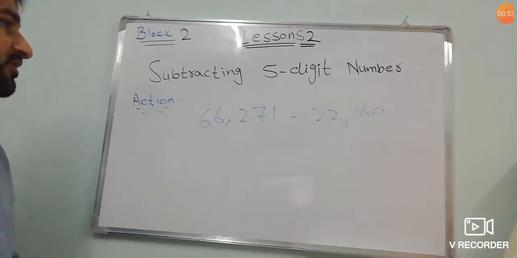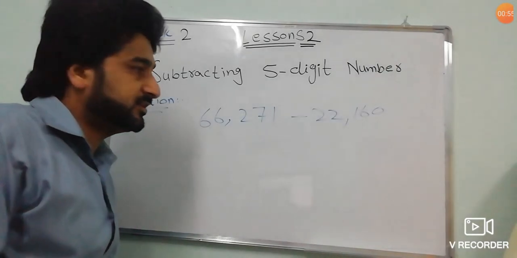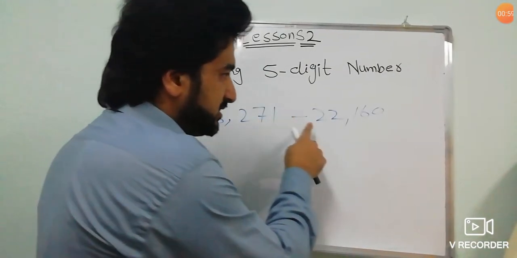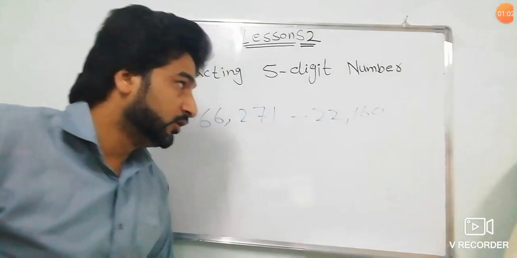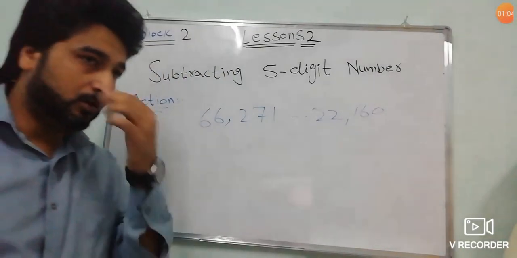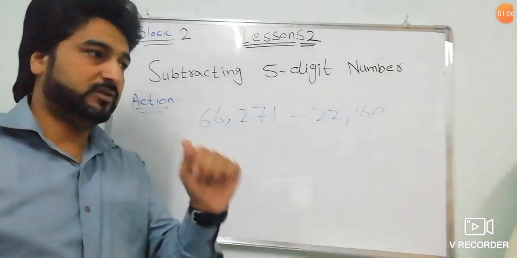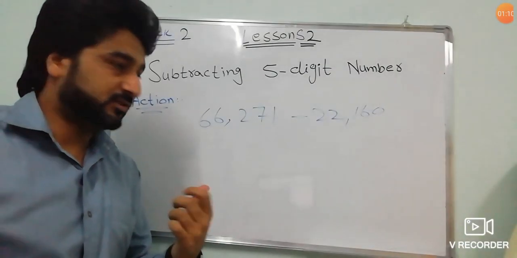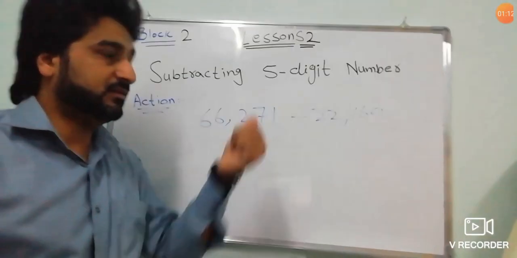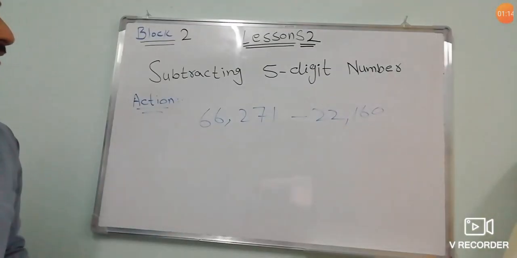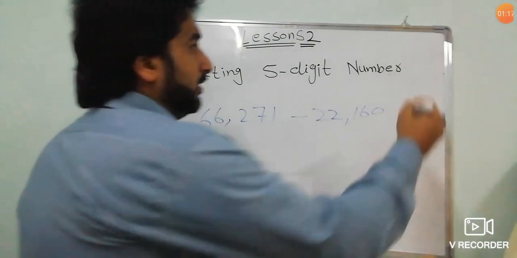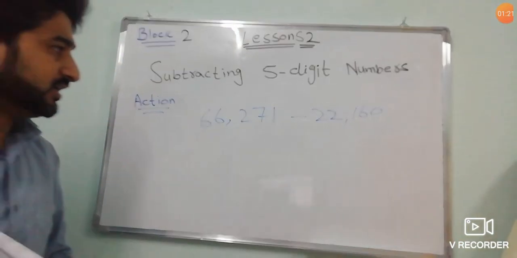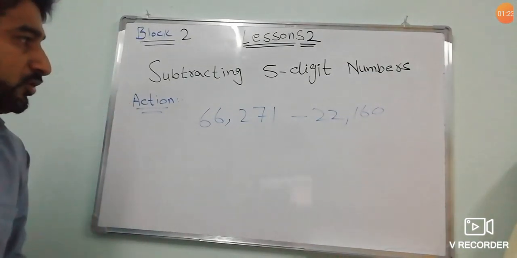Dear students, we will do some questions on how to subtract using the column method. So I wrote one question. This is 66,271. This is 22,160. Let's solve this question using the column method. The same rule we follow in addition when adding two 5-digit numbers, now we are subtracting two 5-digit numbers. Okay, let's start.